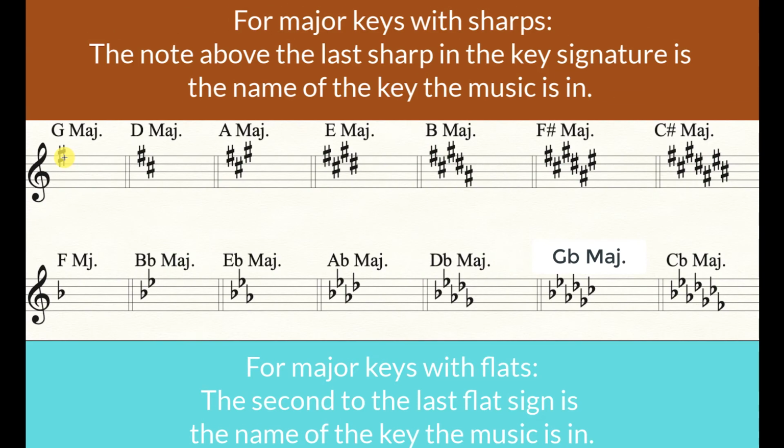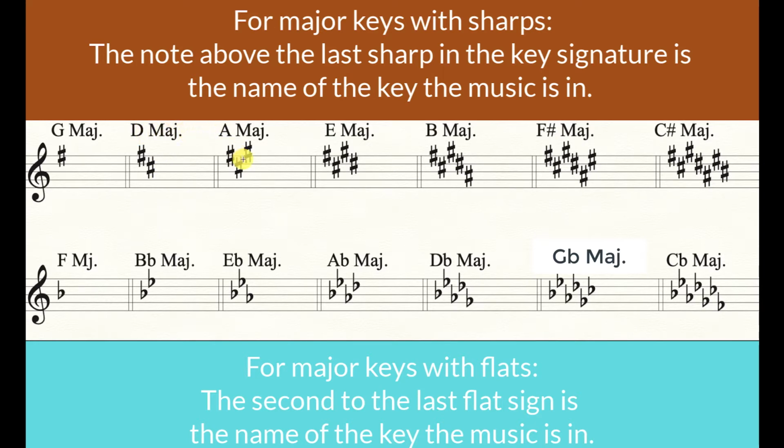G comes after F. So this is F. The key is the note above the F, which is G. That's G major. Now, if there are 2 sharps, the last sharp sign is the C sharp. The note above C sharp is D, so that's why it's called D major.